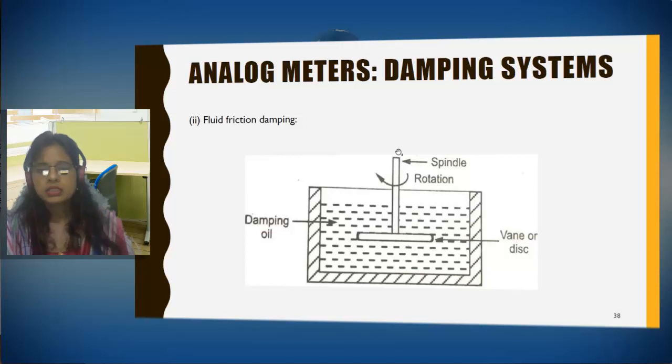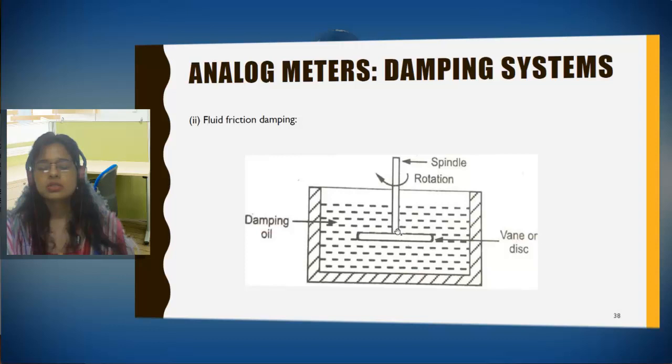Once the pointer starts rotating, it will rotate the spindle. Once the spindle rotates, it will rotate the disc. Now the disc is placed in a damping oil. Once the disc starts rotating, the damping oil will provide a force in the opposite direction, which will not help in rotation of the disc, rather it will stop the disc from moving.